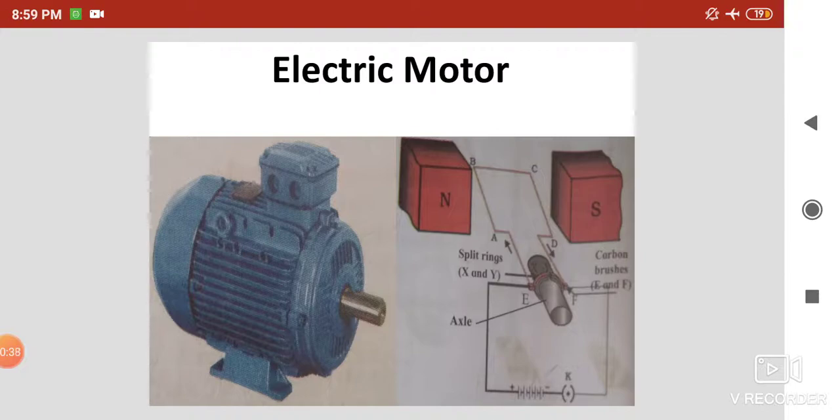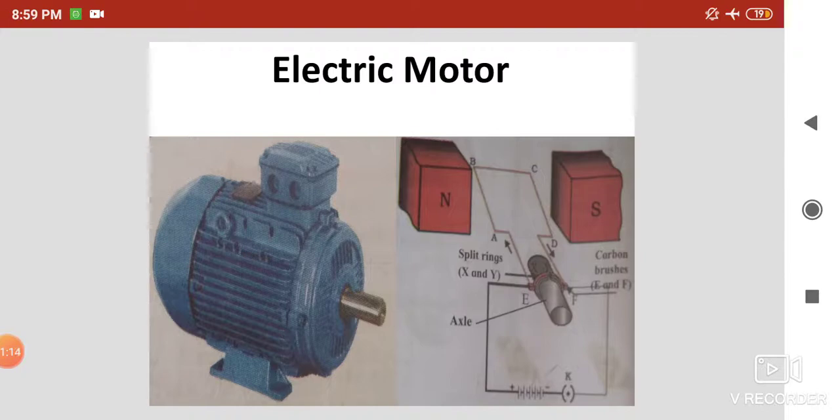So Fleming's left hand rule relates the direction of current and the direction of magnetic field with the direction of force. We get maximum force when the direction of current and the direction of magnetic field are perpendicular to each other. After discussing that, now let us start the new topic, the electric motor. Actually, the electric motor is an application of Fleming's left hand rule.